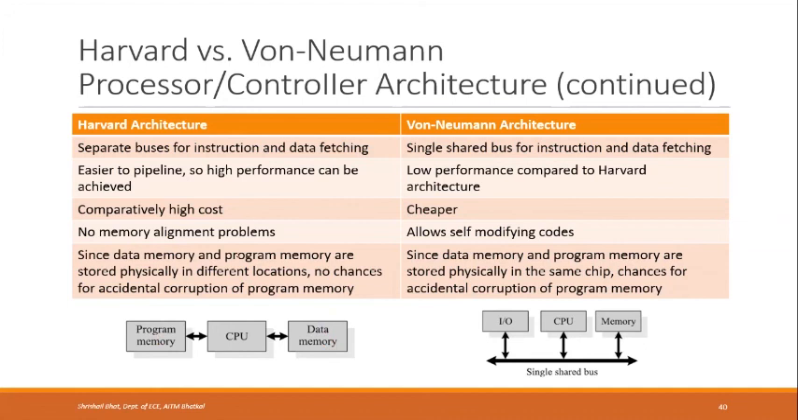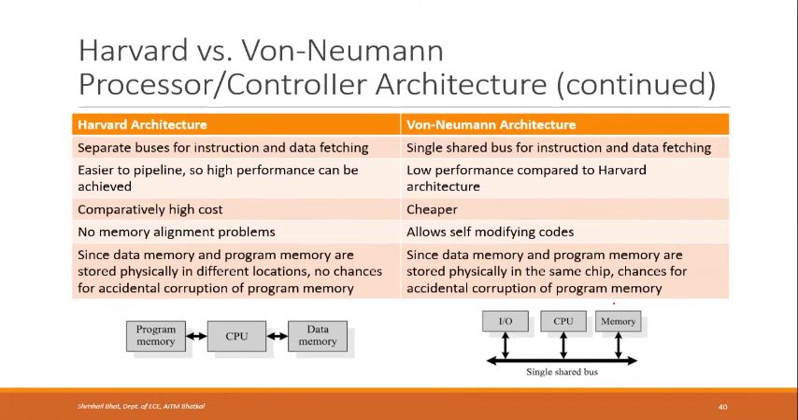Since data and program memory are stored in different locations, there is no chance of accidental corruption of program memory. In between data memory, you will not be storing code, and in between program memory, you will not be putting any data. So there is no corruption of the program. If the program gets corrupted, the system will halt, right? It cannot execute further. Whereas in case of Von-Neumann architecture, they are on the same chip, so there are chances for accidental corruption of program memory. If some data is put in between program memory, the program memory gets erased, so it cannot work, right?